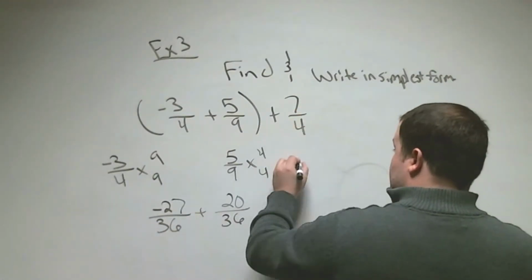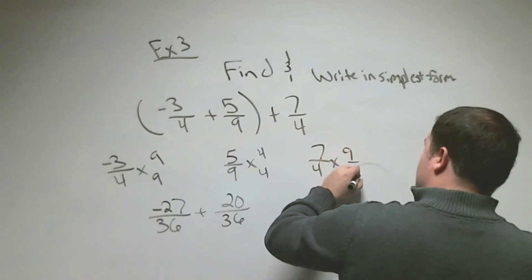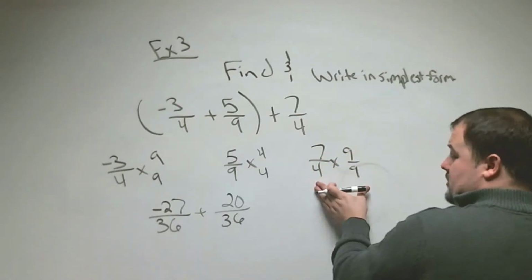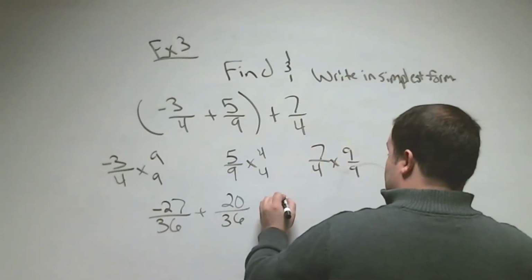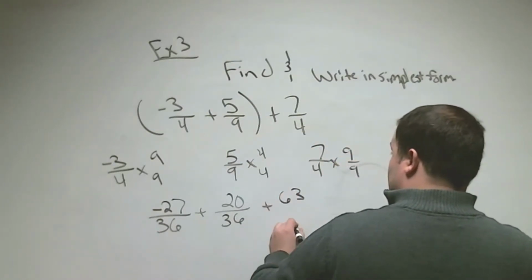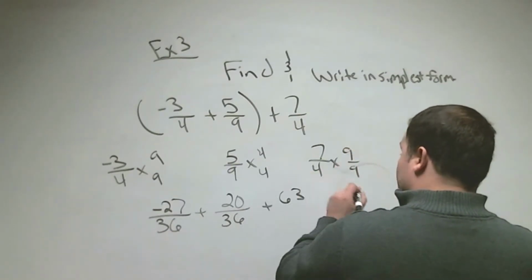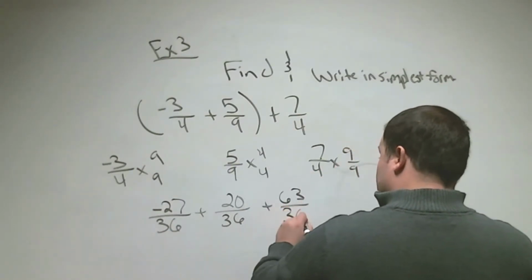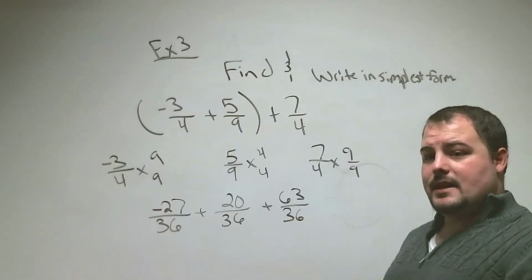And then I'm going to change this last one, 7/4, by multiplying it by 9 on top and 9 on bottom, because again, my goal is to have 36 on the bottom. 7 times 9, that's 63. Is that 7? Yep. 4 times 9, that's 36. So what we're going to do is we're going to add these together.